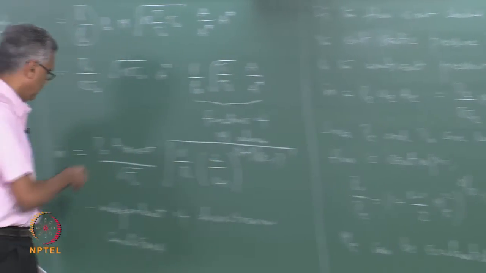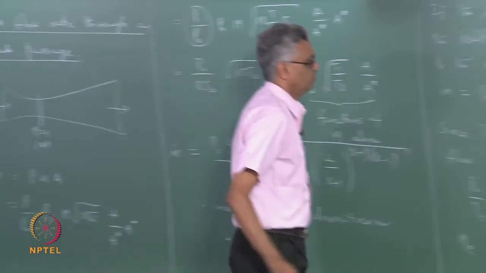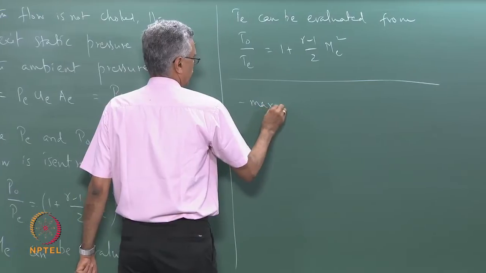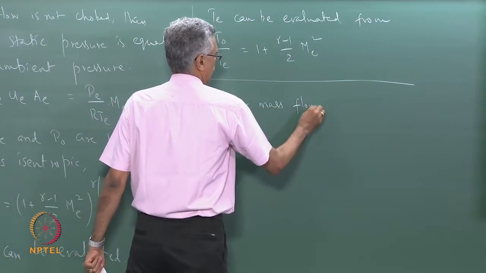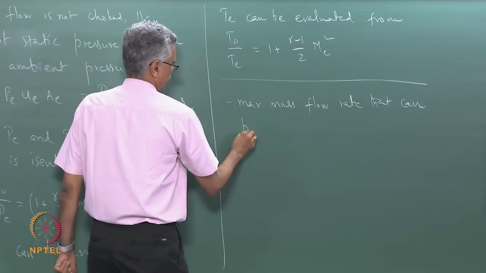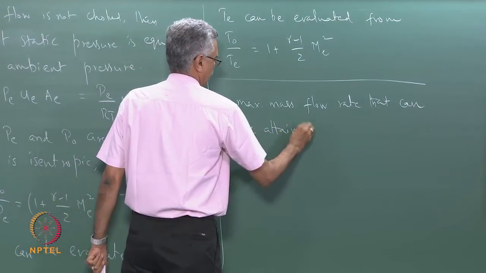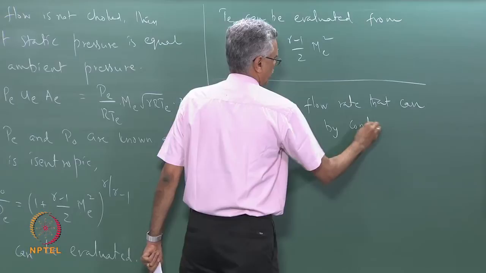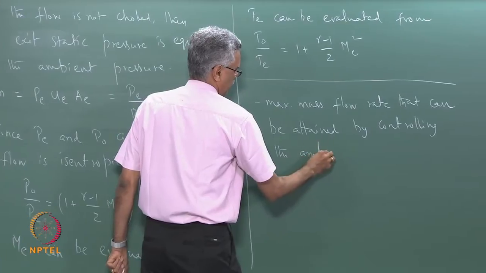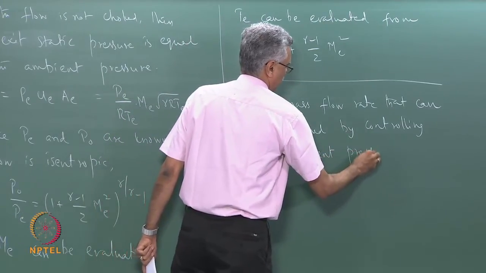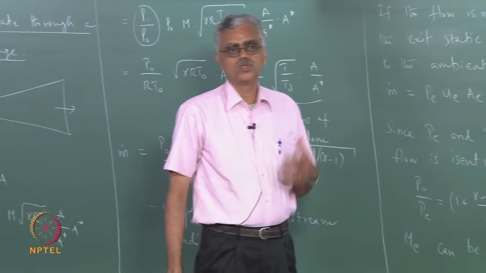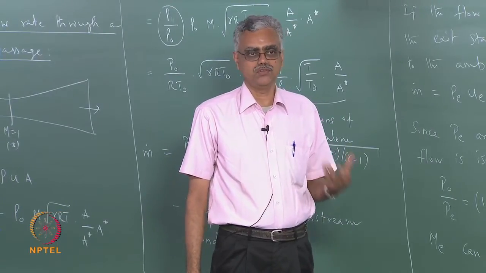So, if you come back to this expression now, what we are going to say for this expression is that this m dot is the maximum mass flow rate that can be attained by controlling the ambient pressure. This is probably one of the most poorly understood concepts in quasi one dimensional flow.